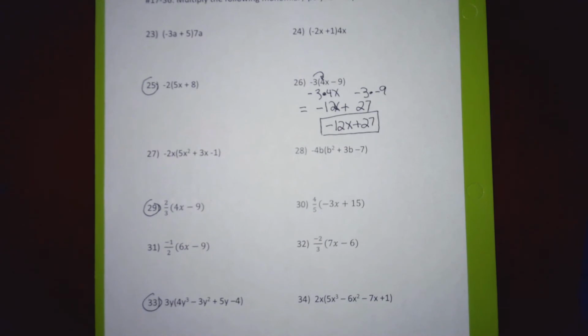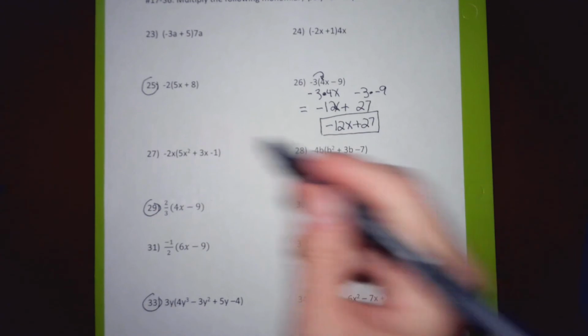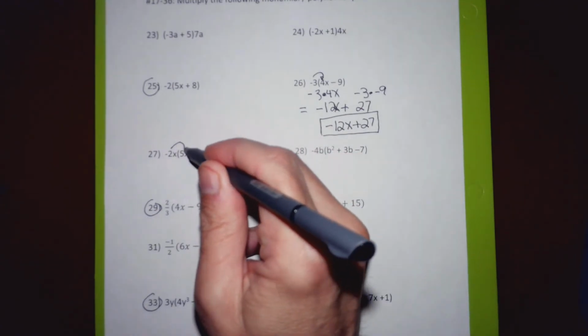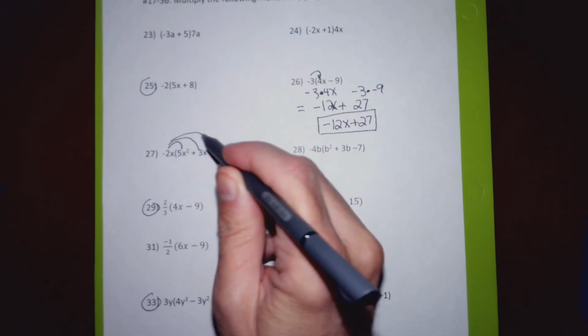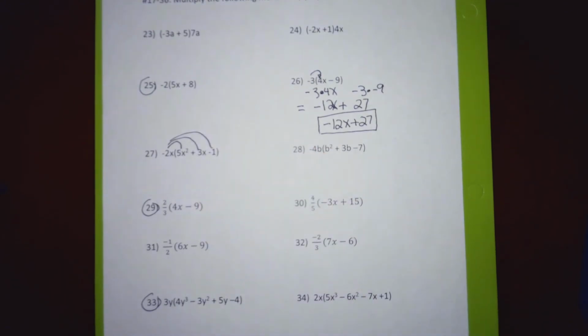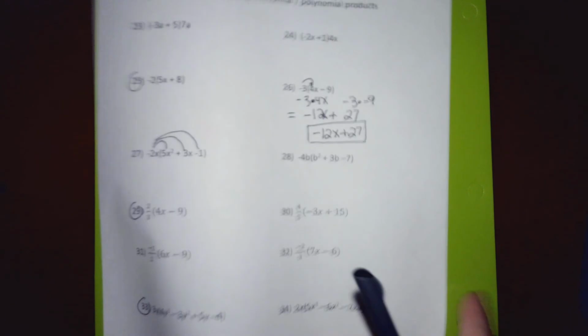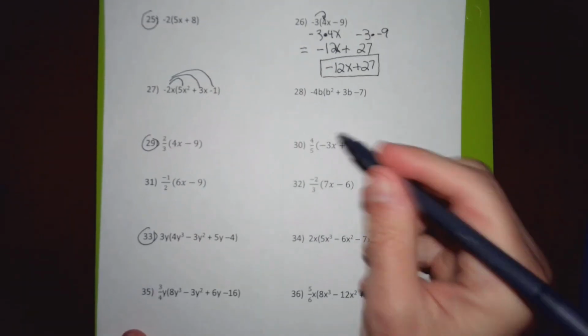Ugh, now we get nastiness. If I was doing 27, I'd multiply negative 2x times 5x squared. I'd multiply negative 2x times 3x. I'd multiply negative 2x times negative 1. If I do every odd problem, it's going to be like a 2-hour video, and I don't want that to happen. So I'm going to jump down to 30.